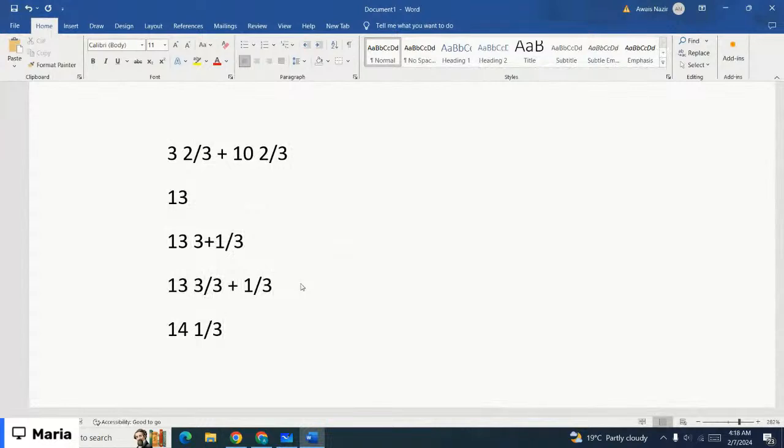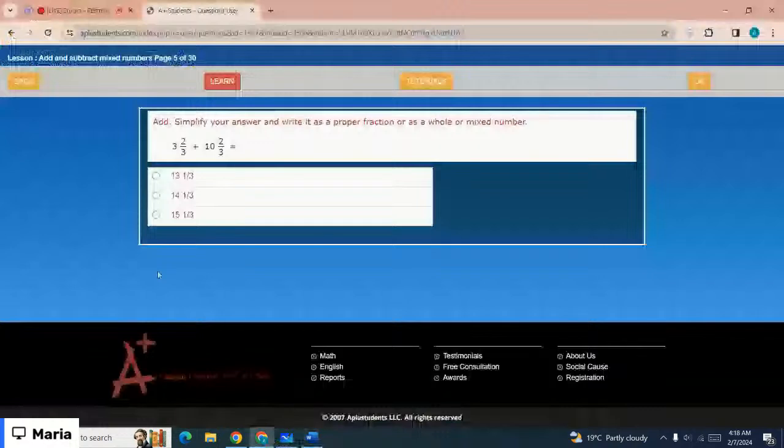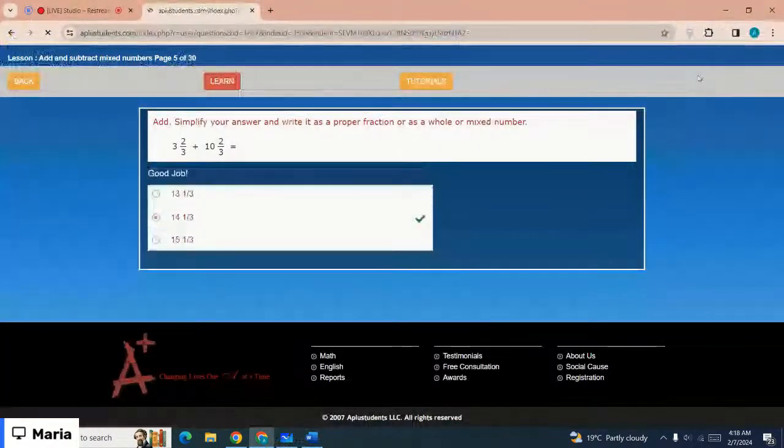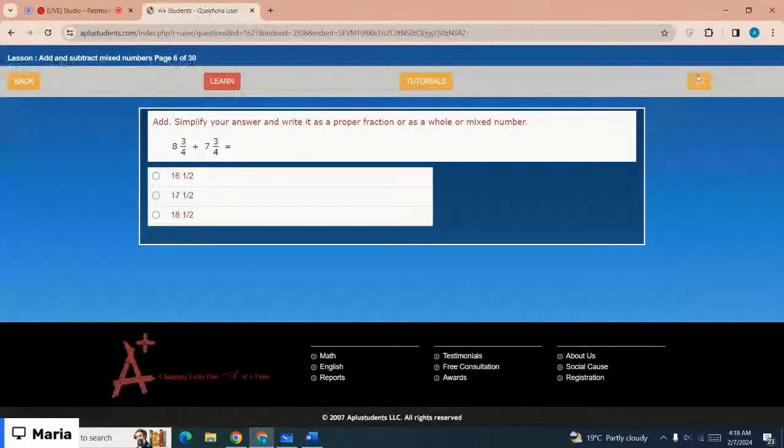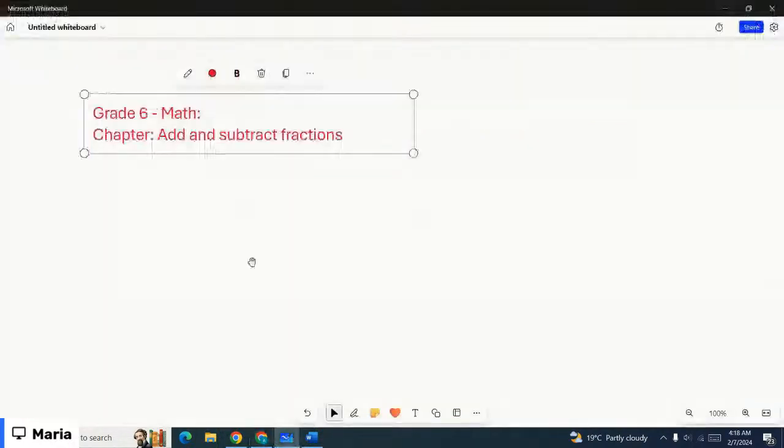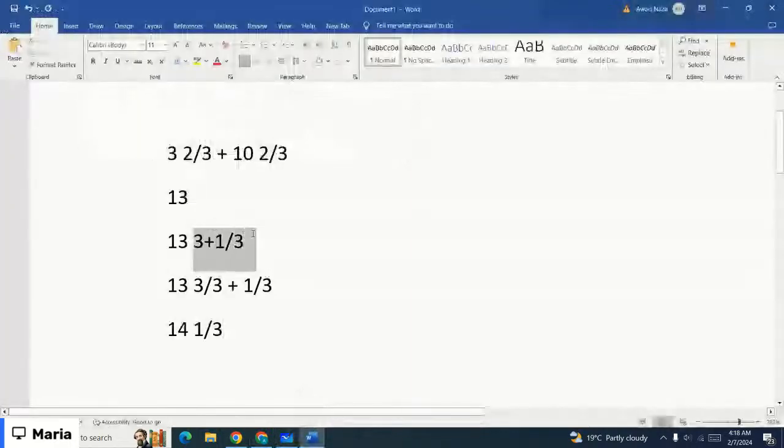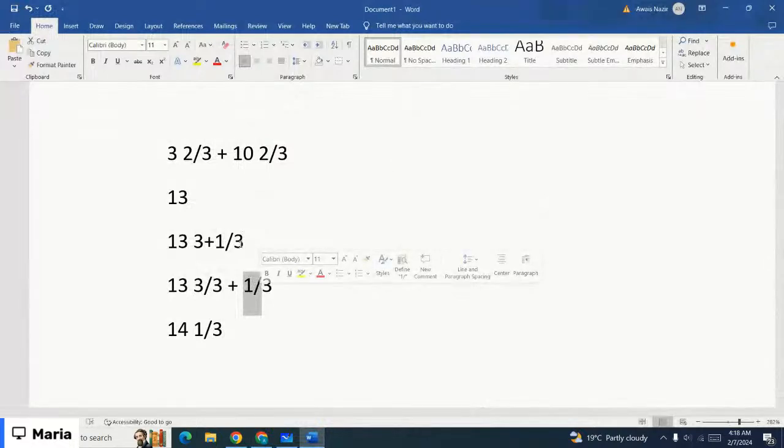Option number 2 is the correct option. You cannot write the numerator greater than the denominator, right? So I've simply broken down the numerator. You can write the numerator as 3 plus 1, right? Because then I can write 3 over 3 plus 1 over 3. Simply write the denominator with both of the numbers, right? 3 by 3 makes 1, so 13 plus 1 is 14, and that is 14 whole 1 over 3.